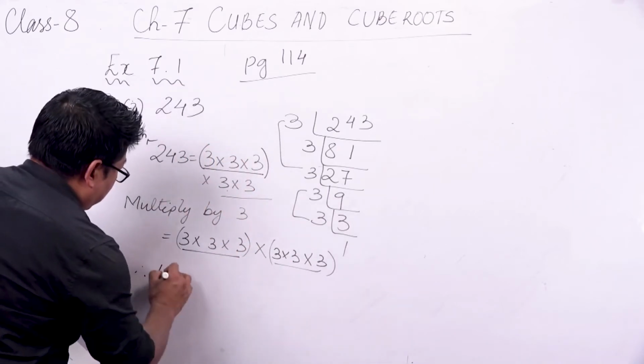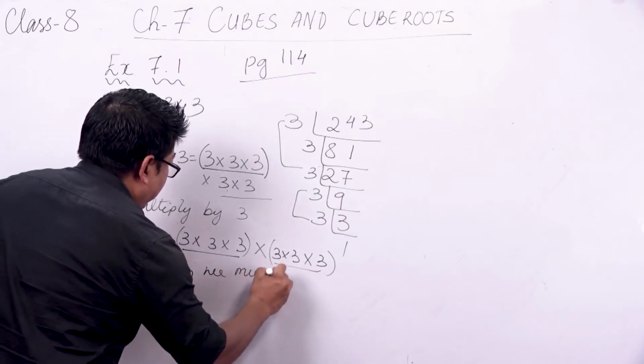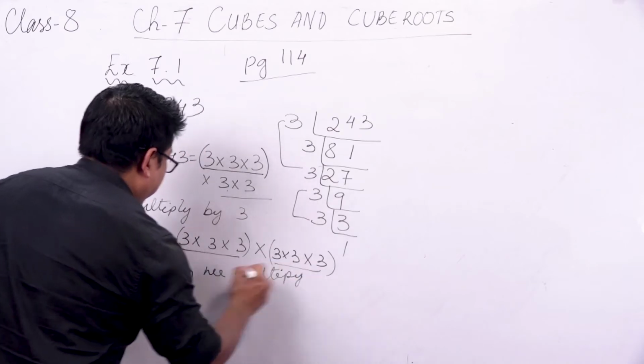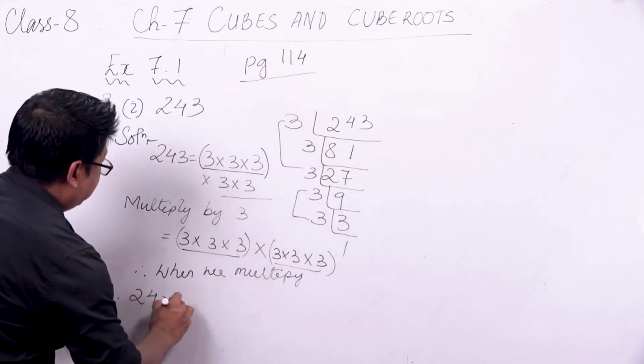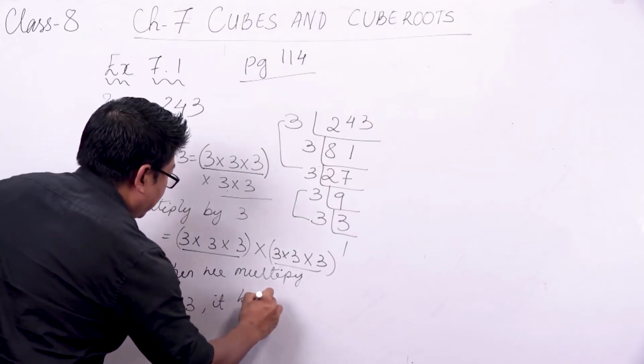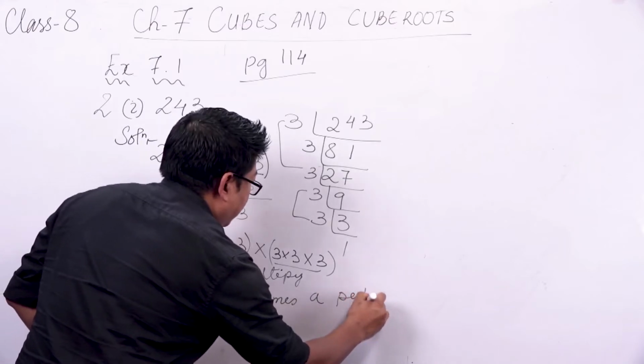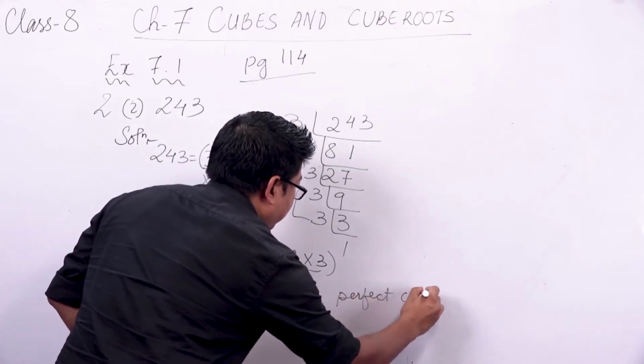So we can write like this: when we multiply 243 into 3, it becomes a perfect cube.